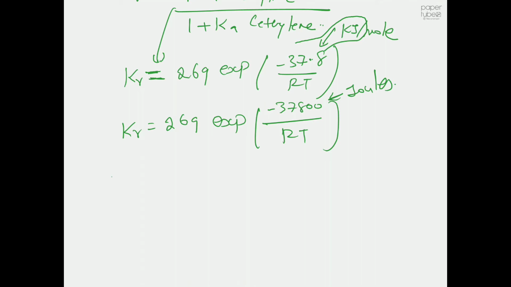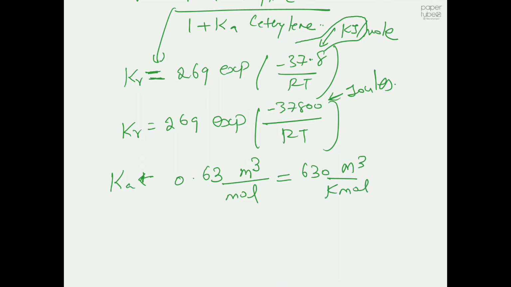And they also reported the Ka. Ka is related to the adsorption constant, so adsorption of your reactants onto the catalyst. This value I took from literature, 0.63 meter cube per mole, so this will be equal to 630 meter cube per kilomole. Wherever we see units in terms of mole, we are going to convert it into kilomole for consistency and also for our own convenience.